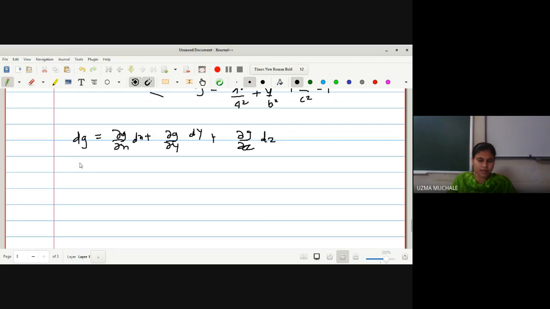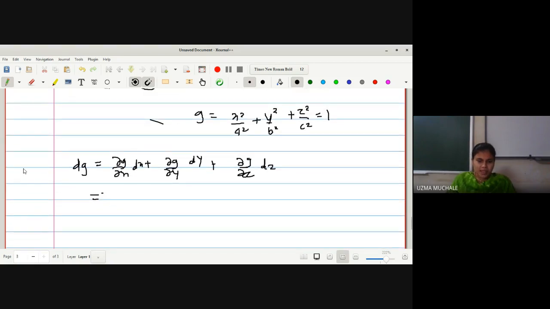If you people had downloaded Newton Demo and Function Plotter on your mobile, you could have answered by now. Derivative with respect to x, it is 2x upon a square dx, because y and z will be treated as constants while evaluating the partial derivative. Then 2y upon b square dy, then 2z upon c square dz. Okay, you have to check whether it is equal to 0 or not. Checking that it is not equal to 0 is somewhat difficult. The question says show that, so we have to prove it is not equal to 0, right?